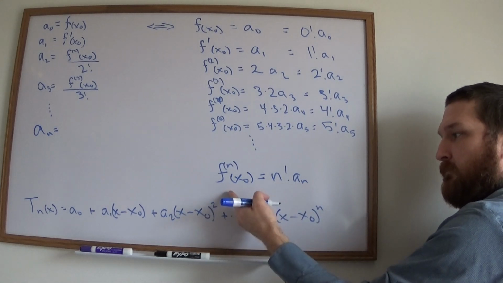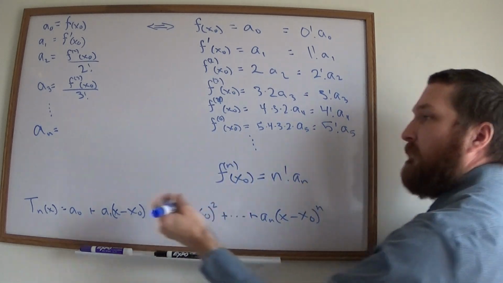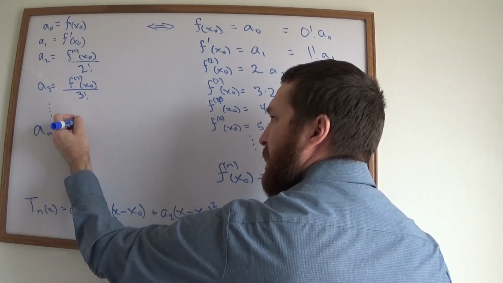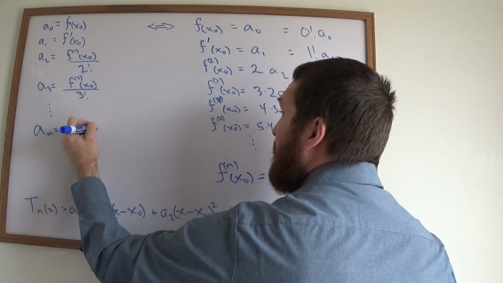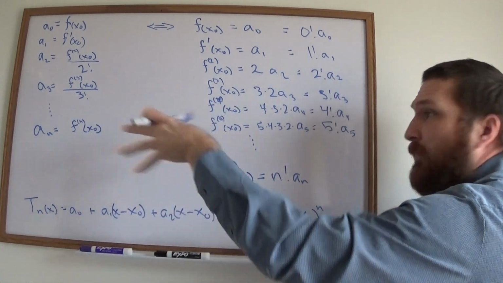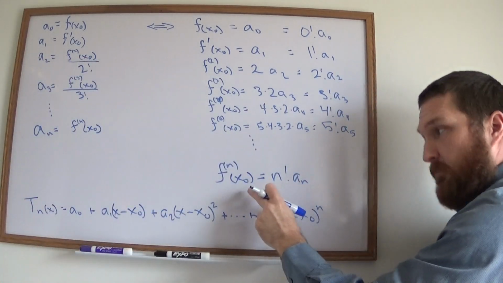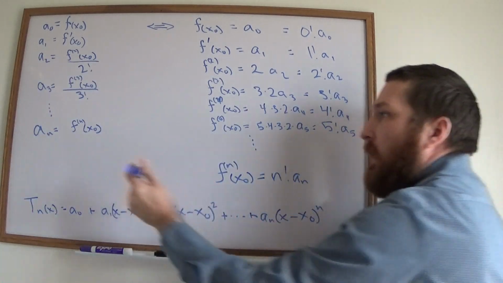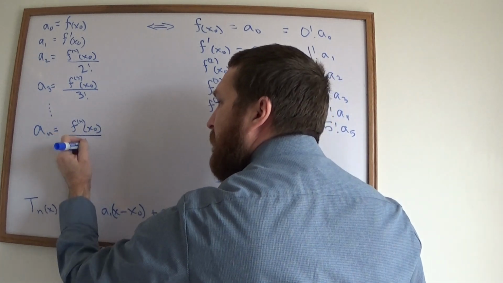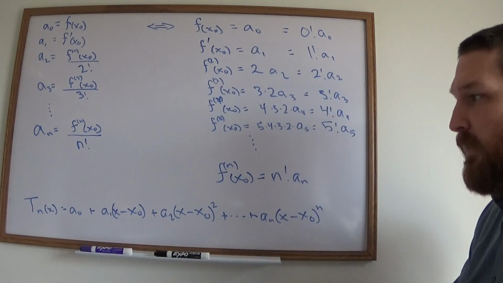The nth derivative of f, evaluated at x0. It's not just a function; I'm not plugging in a function here. I divide it by what? N factorial. N factorial. And so now here you go.